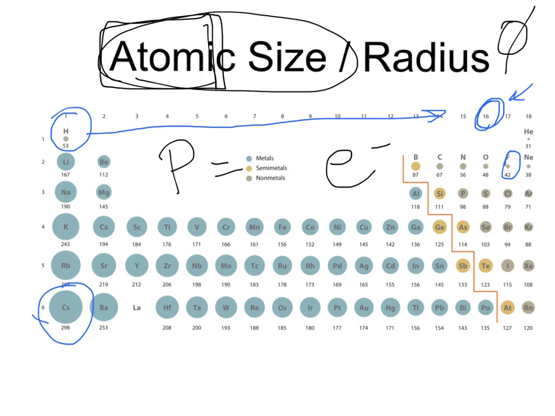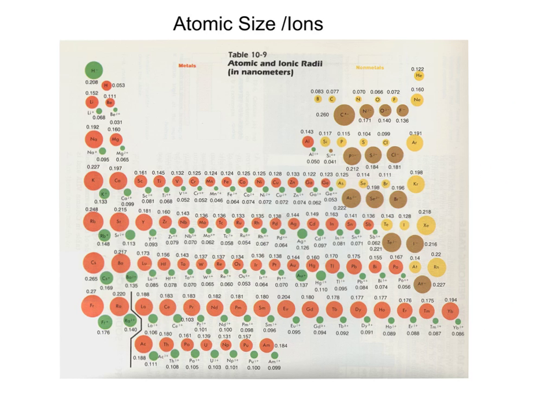Okay? So as you can see, the general trend is if we go down the periodic table, we're going to get larger. If we go across the periodic table here, we're going to get smaller. And it all has to do with the same energy level, but more protons pulling on those electrons in that energy. Take a look now at ions.